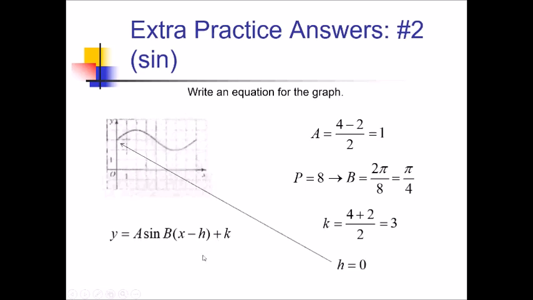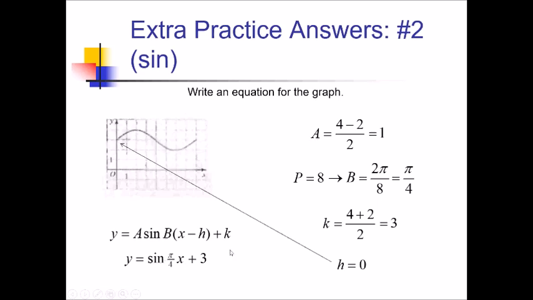Okay, so let's go ahead and put everything in there. We have y equals my a value of 1, so I don't have to write the invisible 1 there. I've got sine of a b value of pi over 4 times parentheses x minus 0, but I don't have to write the minus 0, so I'll just write x there. And now I have to add my k value of 3, and this is what the equation looks like if I use the sine function to describe it.